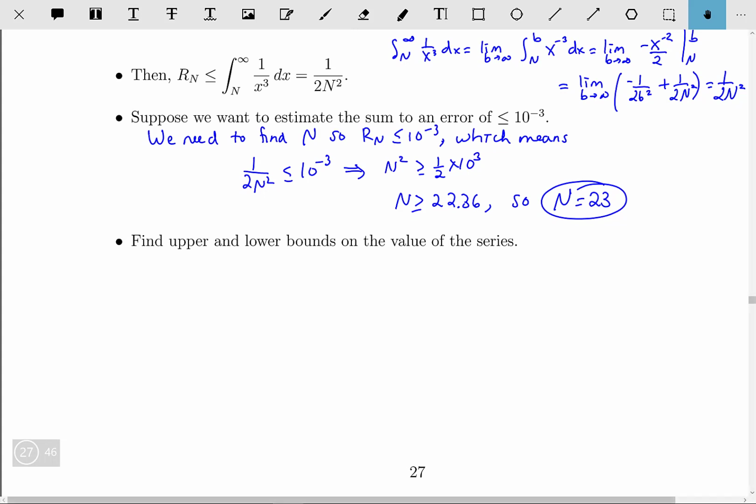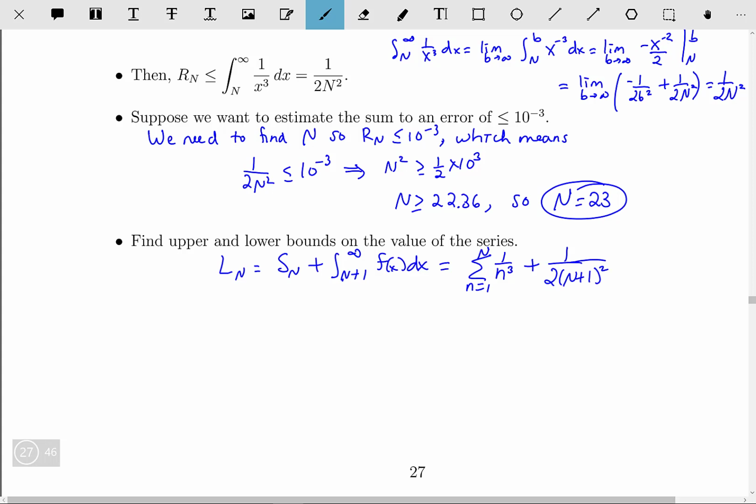Next, we want to find upper and lower bounds based on the value of the series. So our lower bound is going to be the nth partial sum plus the integral from n plus 1 to infinity of f of x dx, which is just the summation n going from 1 to capital N of 1 over n cubed plus that integral, which is 1 over 2 times n plus 1 quantity squared. And I encourage you to check that out. Don't just believe me. What do I know? I just work here.